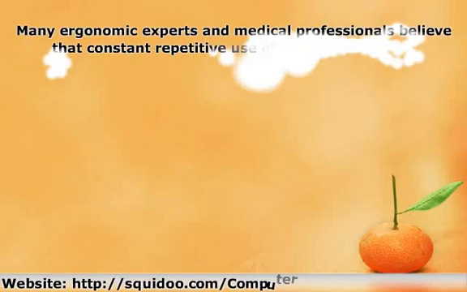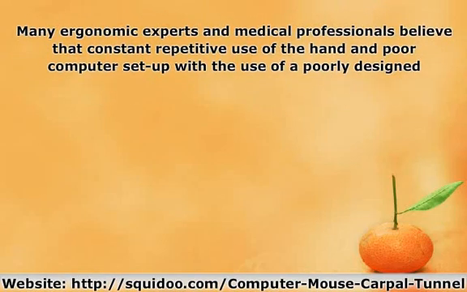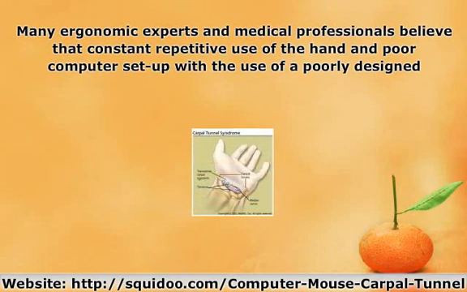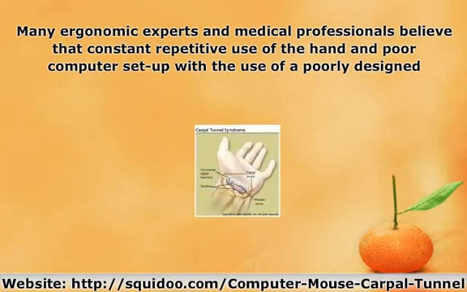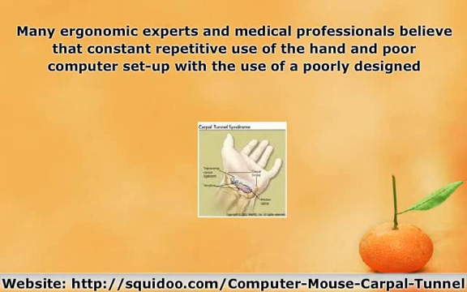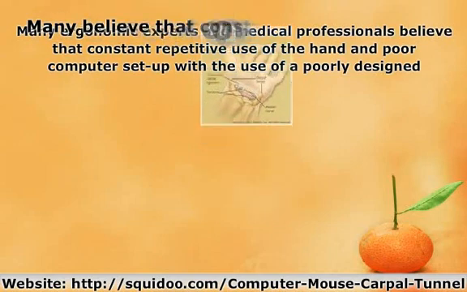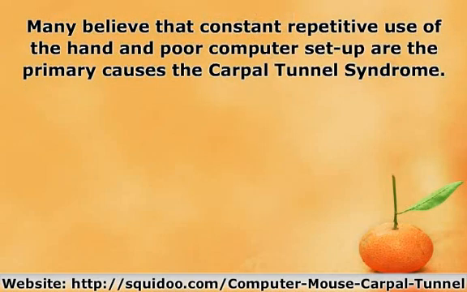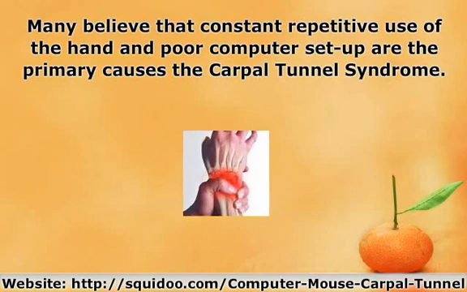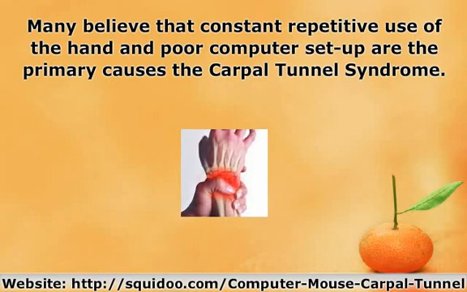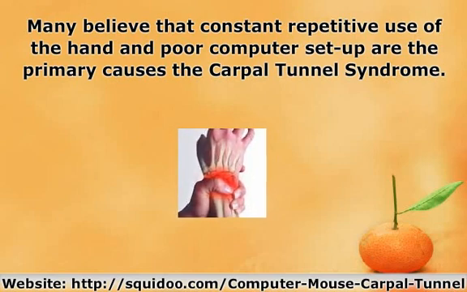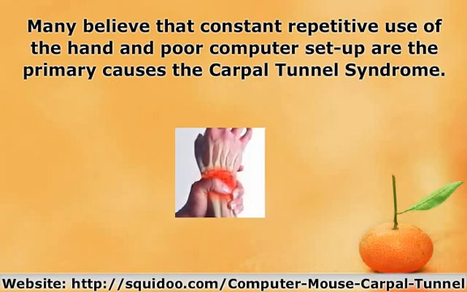Many ergonomic experts and medical professionals believe that constant repetitive use of the hand and poor computer setup with the use of a poorly designed computer mouse are the primary causes of carpal tunnel syndrome. Carpal tunnel syndrome is categorized as cumulative trauma disorder, overuse syndromes, chronic upper limb pain syndrome, or repetitive motion disorders, which are all associated generally with repetitive and forceful use of the hands that damages the muscles and bones.